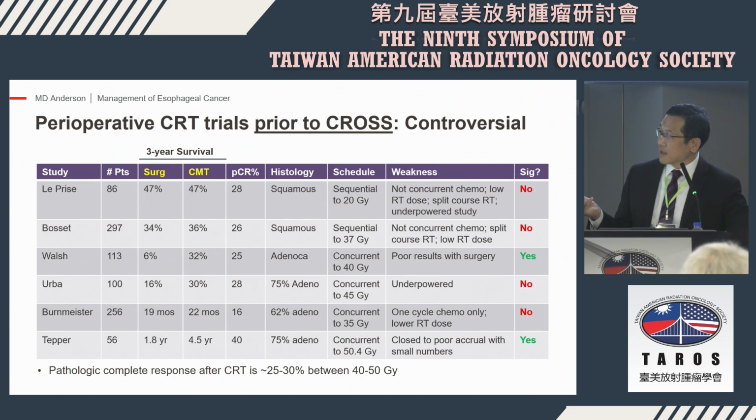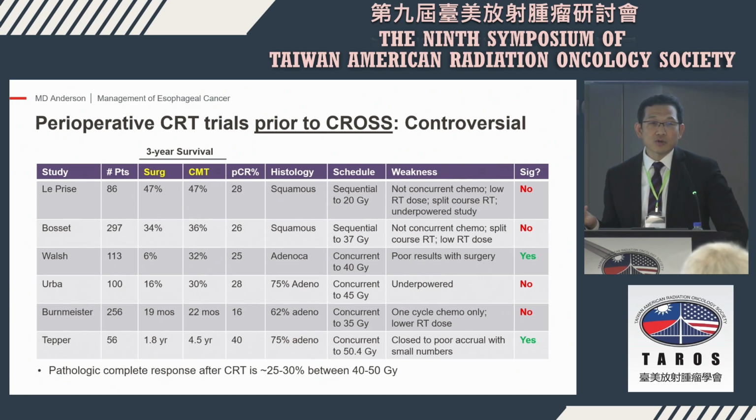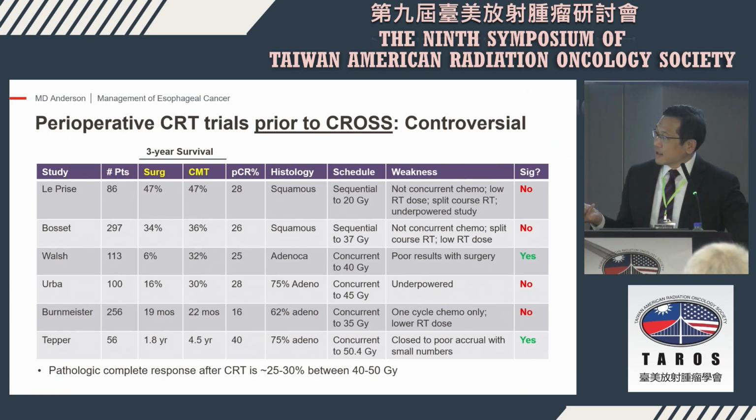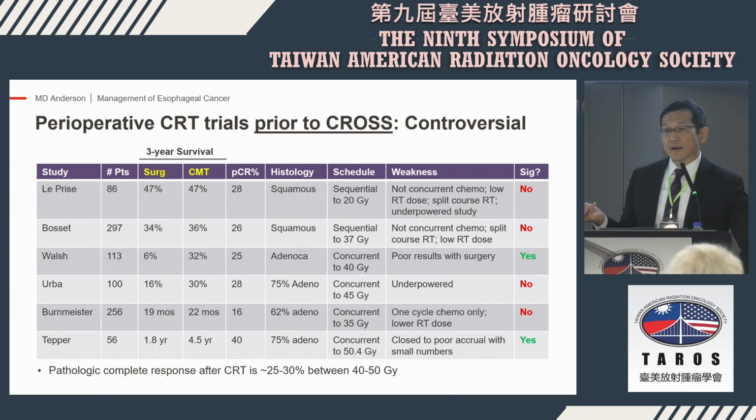However, because of the outcomes of the surgery alone, many surgeons did not believe the results of this trial. And then Joe Tepper actually did a phase 3 randomized trial. This was supposed to be about a 450 patient study, but they ended with only 56 patients because of poor accrual. They could not accrue to this study.